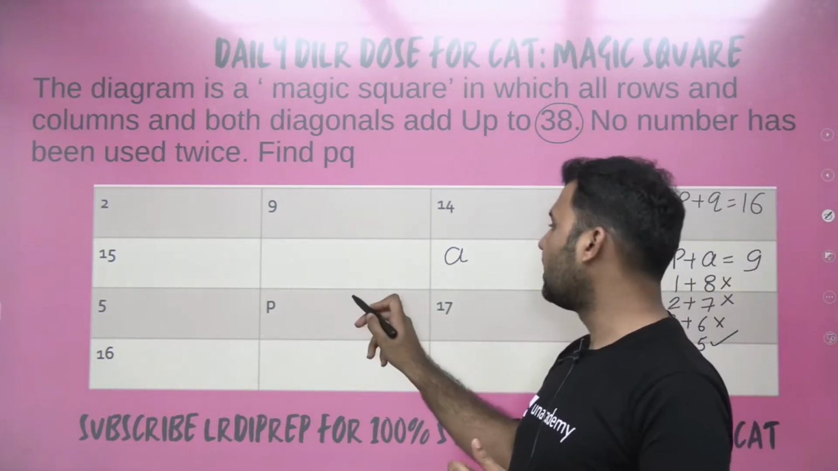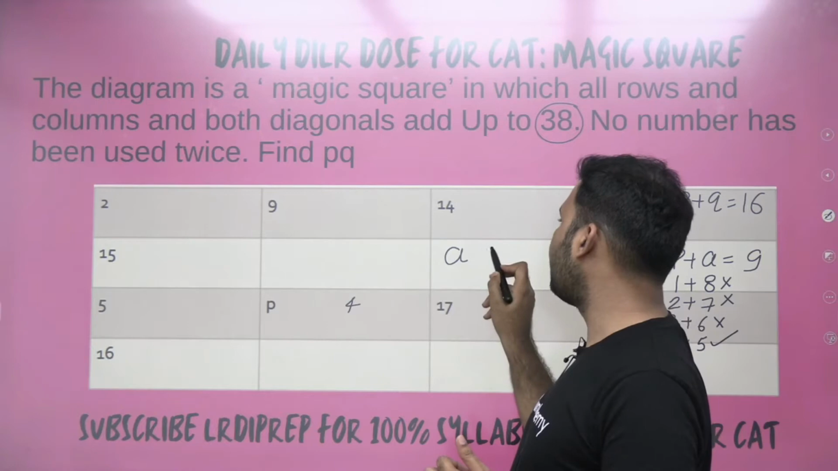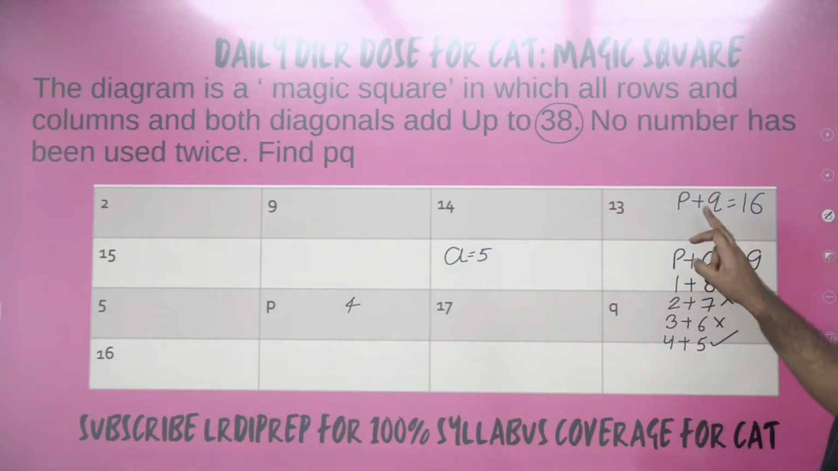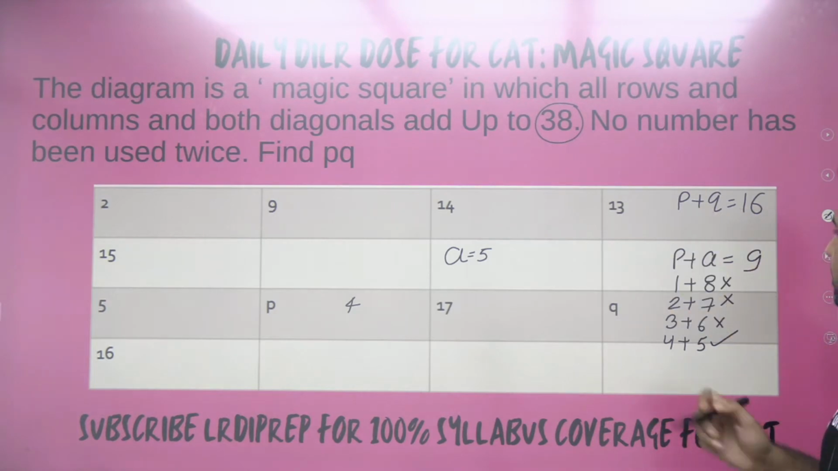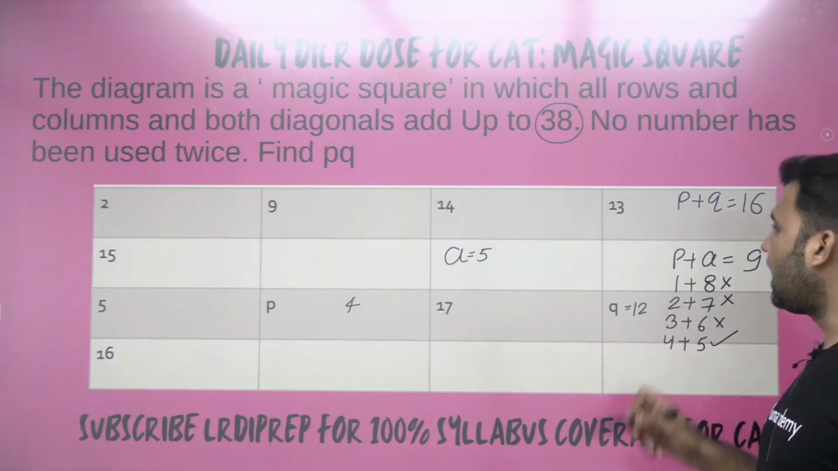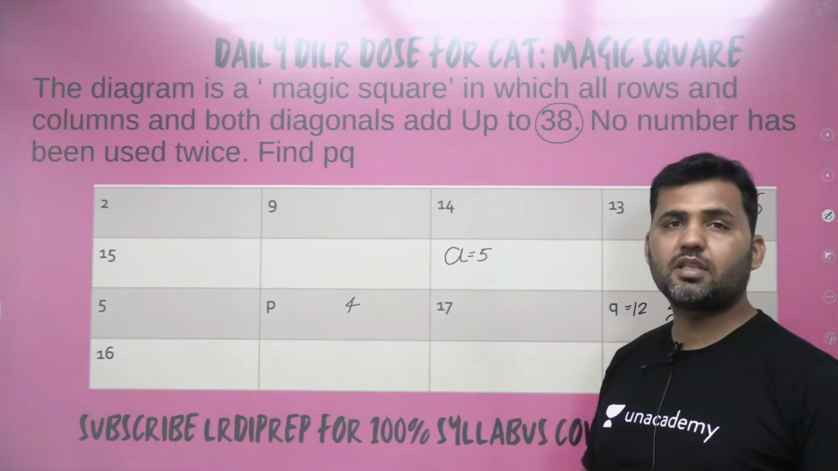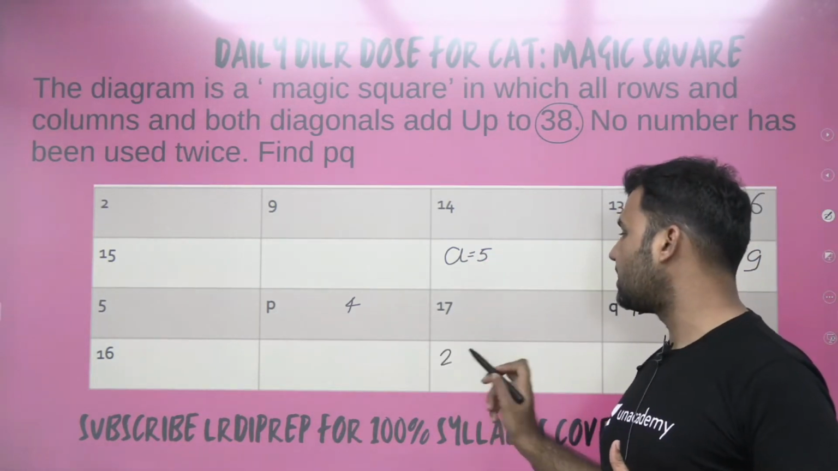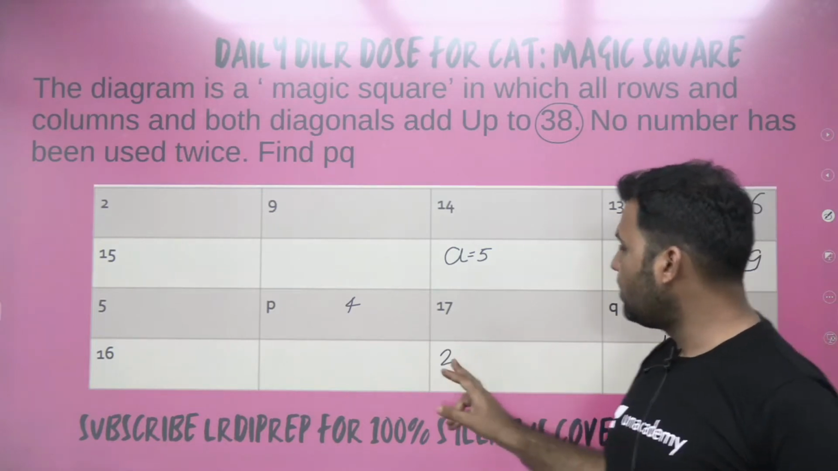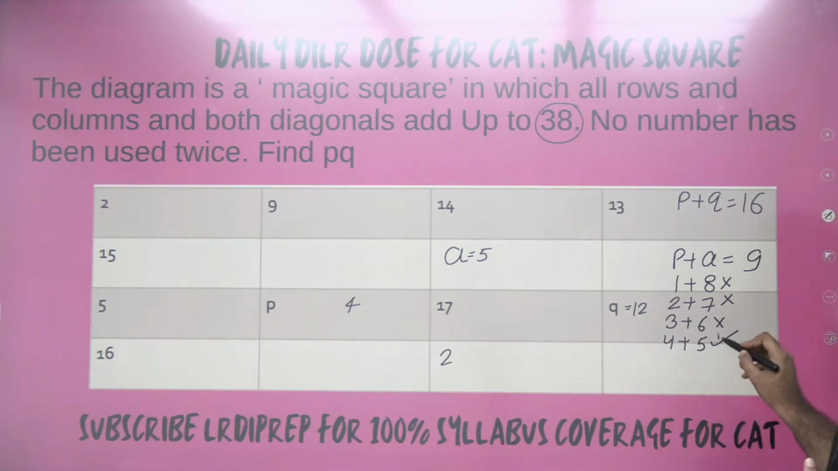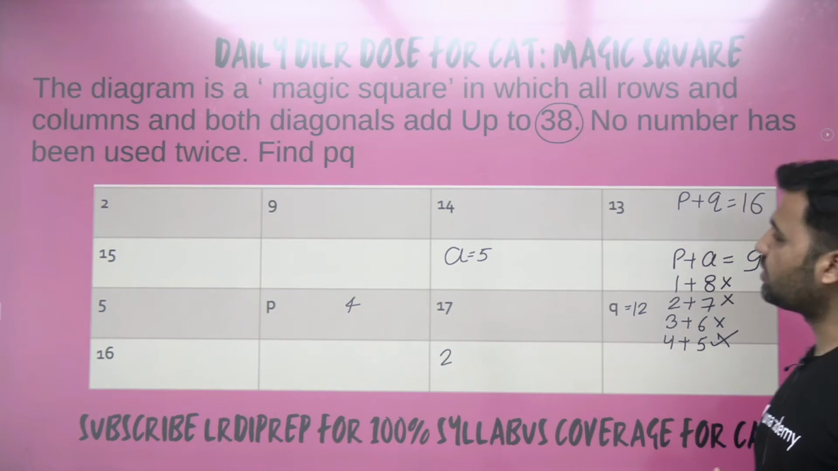Let's try to use it. If I take P as 4, A will be 5. 4 plus 5, 9. And then I need to make sure that P plus Q will be 16, so Q has to be 12. Okay. Now you see that 14 plus 5, 19, plus 17 would be 36, plus 2 would be 38. Now what is the problem here? 2 is being used twice, 2 cannot be used twice, so this option is also eliminated.